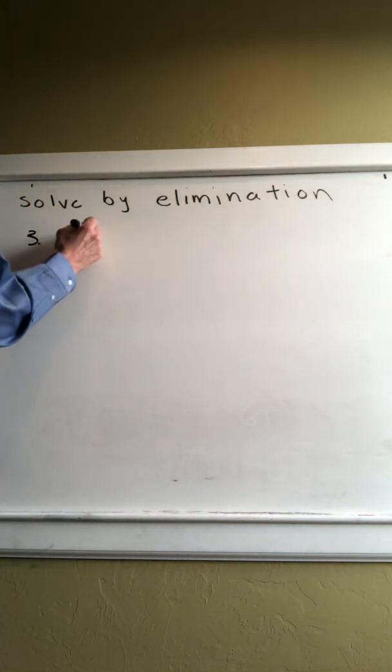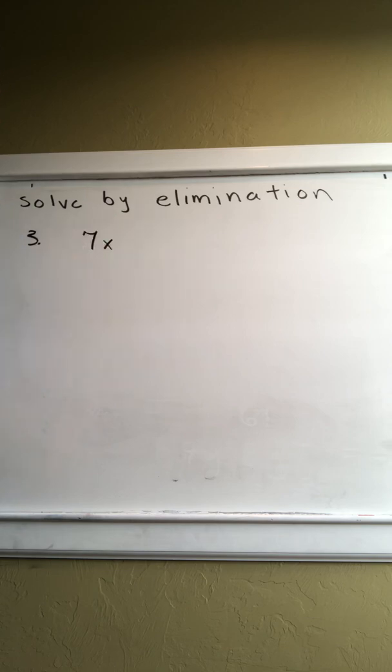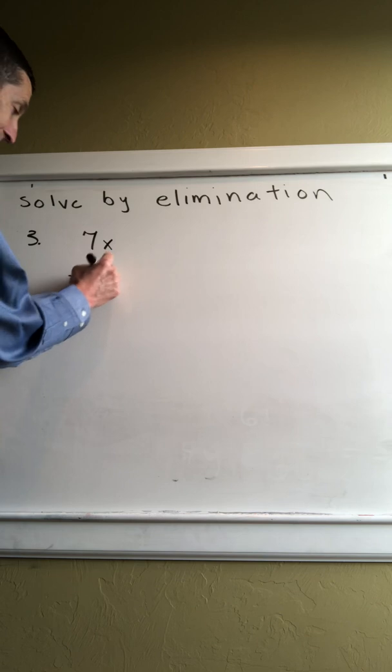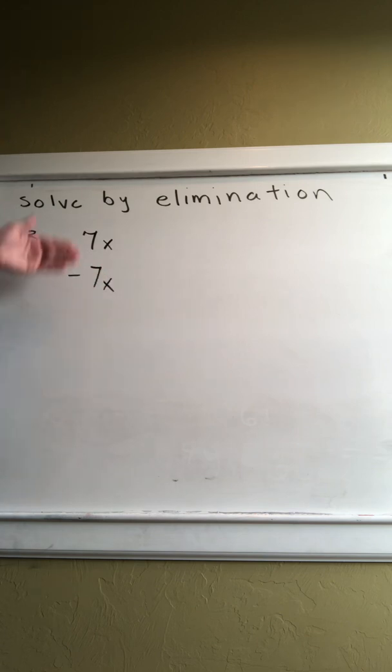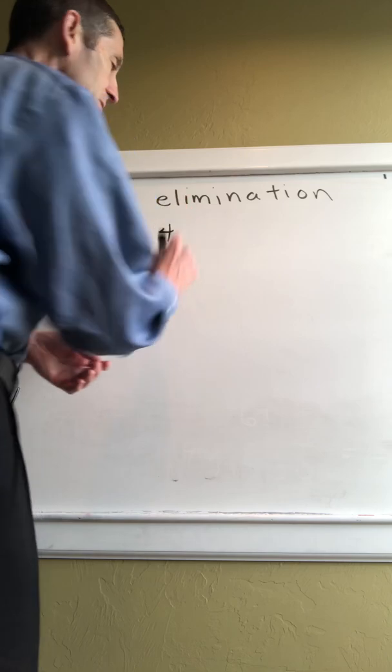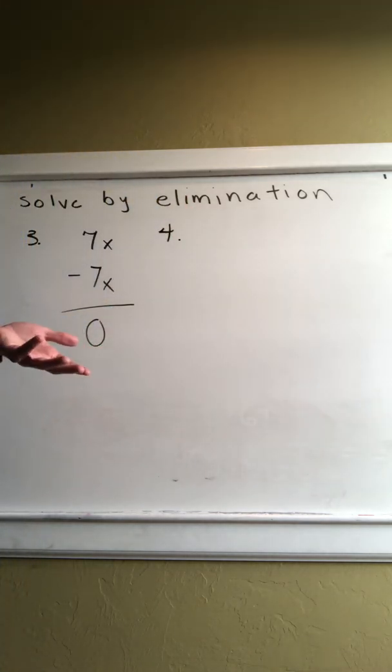Here's one more. Let's say you had positive 7x. What will knock out a positive 7x? Well, a negative 7x. So positive 7, negative 7, whoop, add them down, 0. That's what you're looking to have happen. So when we get closer to actually doing a problem, it'll look something like this.